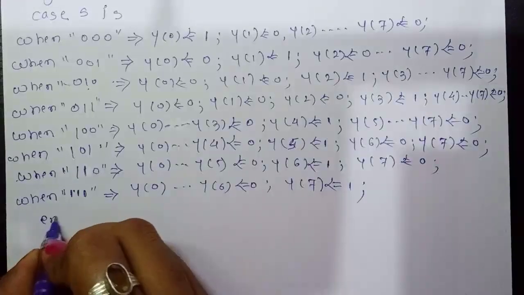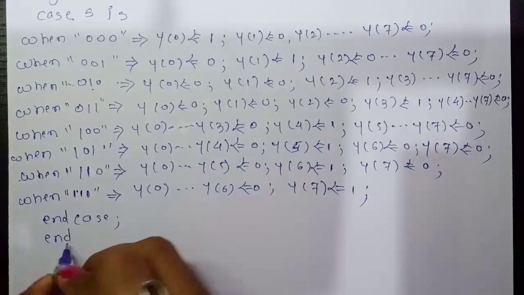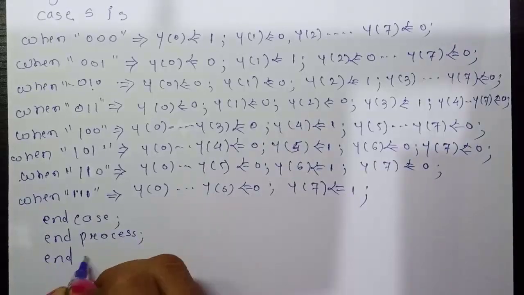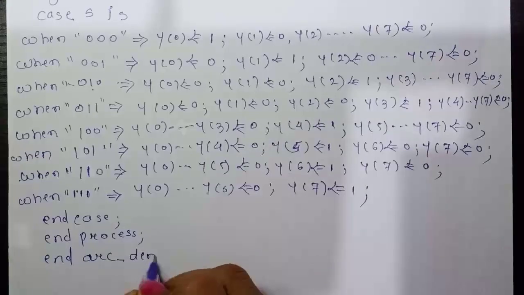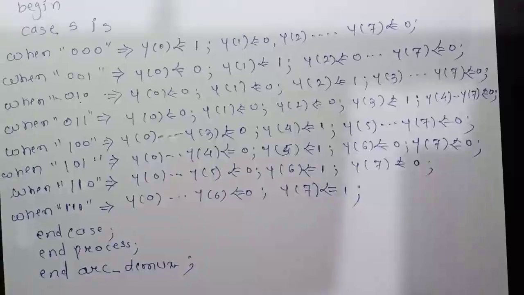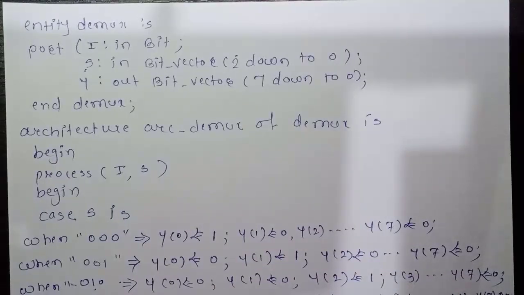Then we have to end our case. So end case, end process, and end architecture. So end, and after that the name of the architecture. This is the way we write a VHDL code for a demultiplexer using the behavioral model.